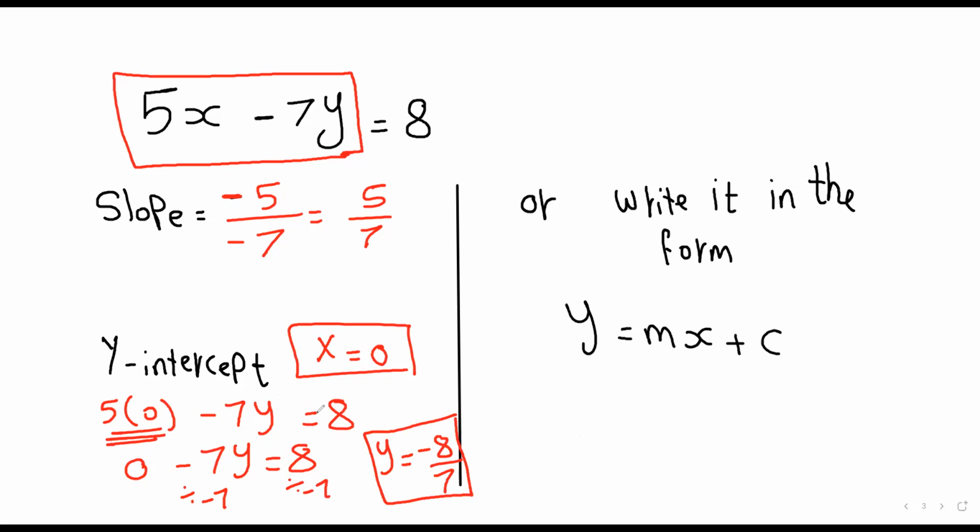So what is the y-intercept? It's 8 over 7 from the negative part of y. That's the y-intercept.